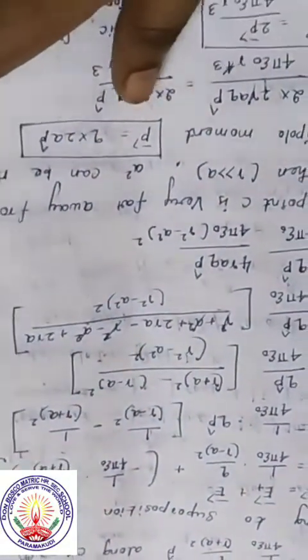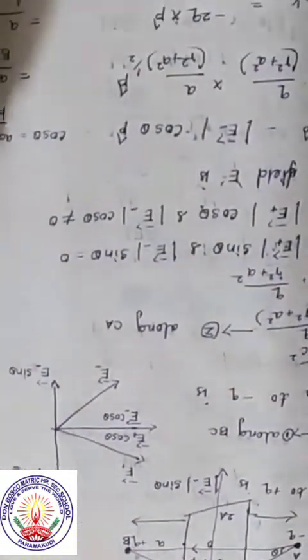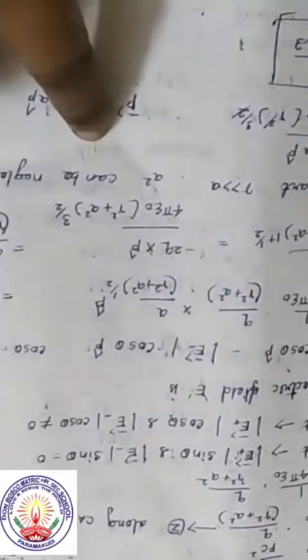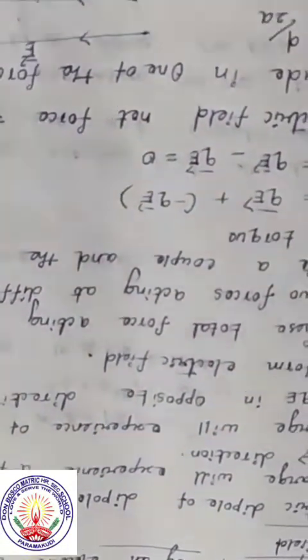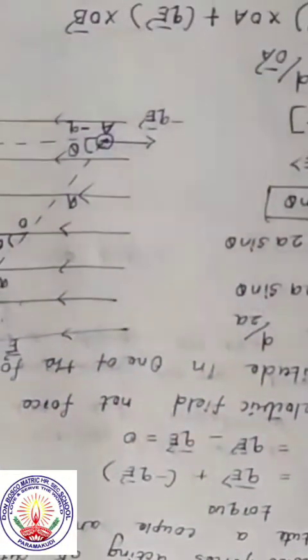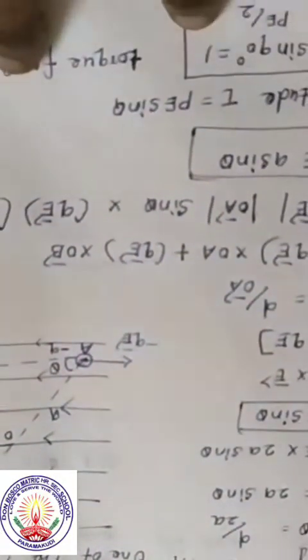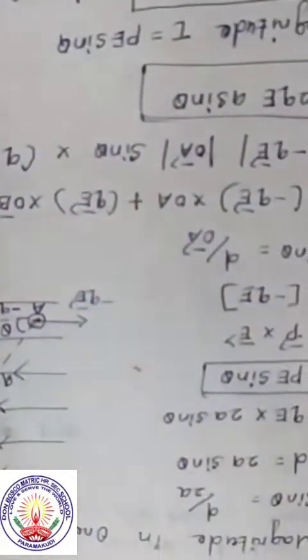This is the first 5 mark question, and next is the equatorial line. The equatorial line is another 5 mark question, and the torque force is another 5 mark question. It is very important. Is it clear?